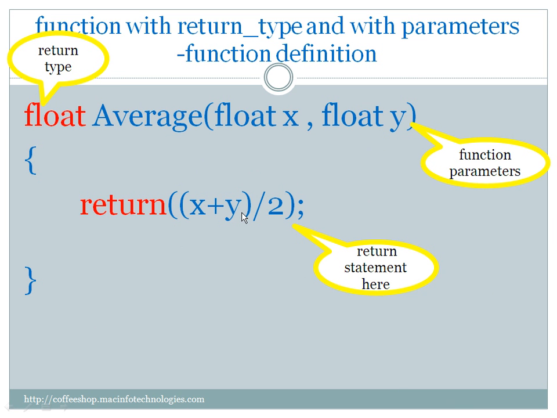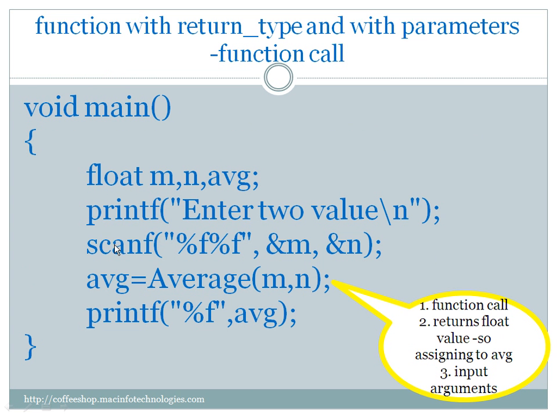Here 5.5 plus 6.5, we get 12 as output. 12 divided by 2 is 6. So it will return 6.0, a float value, as the average. That 6.0 will be assigned to this average variable and we will print the average value. So we make a function call from here. We have to send arguments.